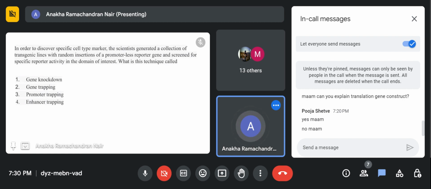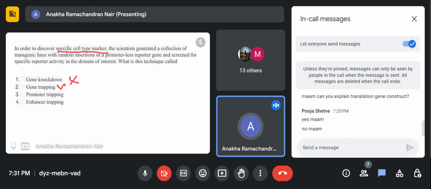Gene knockdown is knocking down a gene, so that is not the correct answer. Gene trapping is to figure out if your promoter is active or not. Okay, that is if mRNA is being formed or not. But in this case, you are looking for a specific cell type marker, which is in fact a protein. So this is not the correct answer.